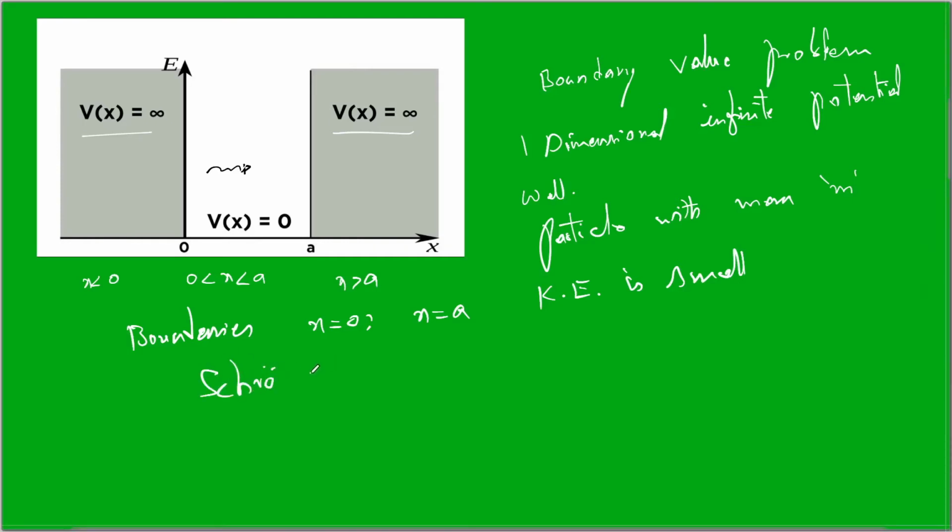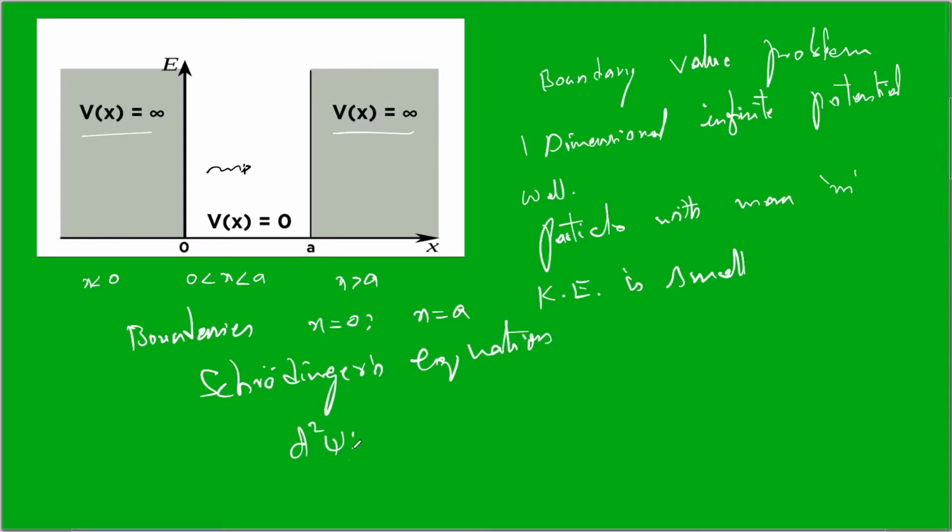Now we'll write the Schrodinger's equation. The equation will be d square psi of x upon dx square plus 2m upon h bar square E psi of x is equal to 0. We'll call this 1. In this equation, h bar is h by 2 pi and psi of x is the wave function we are trying to find out.